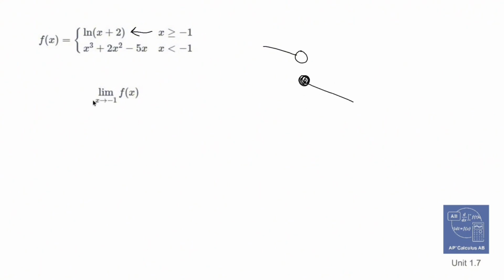Okay, and if we're trying to find the limit as x approaches a number, we need to make sure that the left side and the right side are exactly the same. And I don't know if that's the case yet. So what I have to do is plug in -1 for both of these and see if I get the same number.